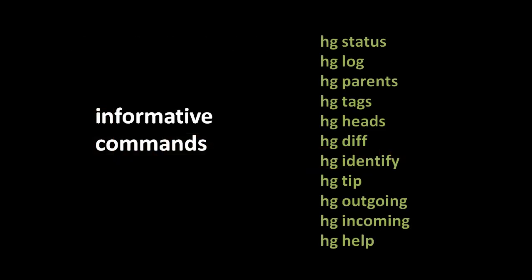The last thing we'll cover is that we've already seen some number of informative commands, that is, commands which don't really modify the repo at all, they just display information about the repo. We've seen hg status, we've seen hg log, we have hg parents, and hg tags, but there's also hg heads, diff, identity, tip, outgoing, incoming, and help. The heads command simply displays the current heads in the repository, that is, all change sets without any children.